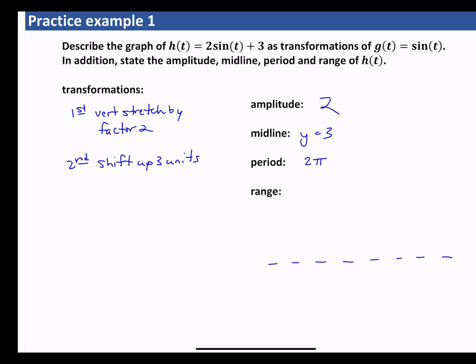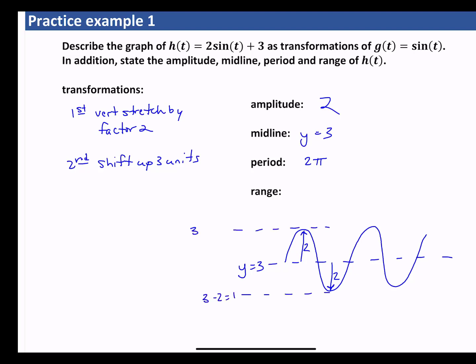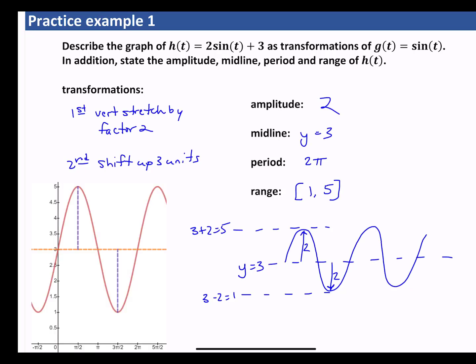So it helps if we recall that half the curve lies above and half the curve lies below the midline of y equals 3. Given the amplitude of 2, we can conclude that the lowest output value the graph reaches is 3 minus 2, which equals 1, and the highest output value the graph reaches is 3 plus 2, which equals 5. So the range of this graph is 1 to 5. And here's a graph to confirm our findings. We can verify that the amplitude is 2, the midline is y equals 3, the period is still 2 pi, and the range is 1 to 5.